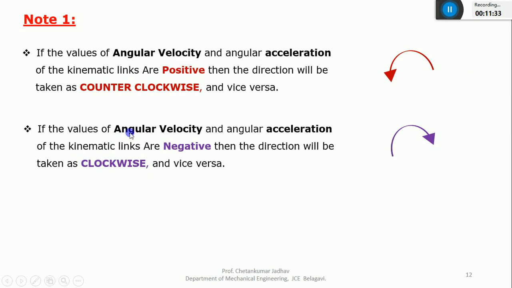And vice versa, if the values of the angular velocity and the angular acceleration are negative, it means that the direction will be clockwise. So please note down, if the values are negative, the direction will be clockwise. If the values are positive, the direction will be counterclockwise. This sign convention is only for the angular velocity and acceleration.